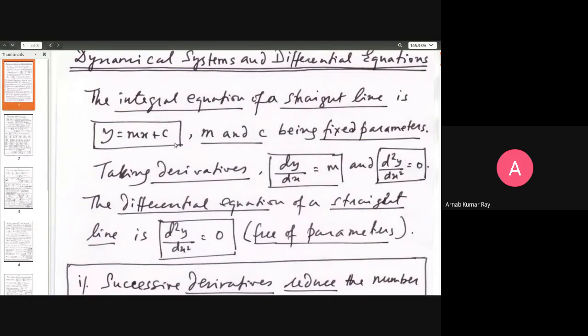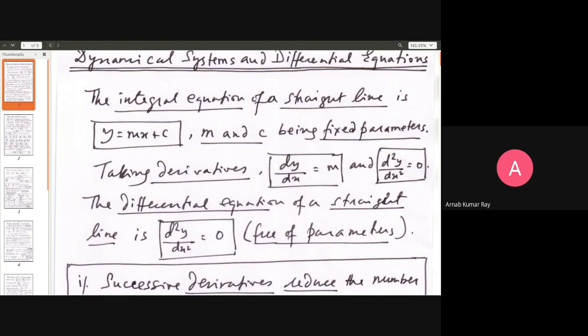Now you take the derivative of this equation. The m and c, of course, have constant values. They are constants of the system, or you should more properly call them fixed parameters of the system. Be a little clear about the difference between parameters and constants.